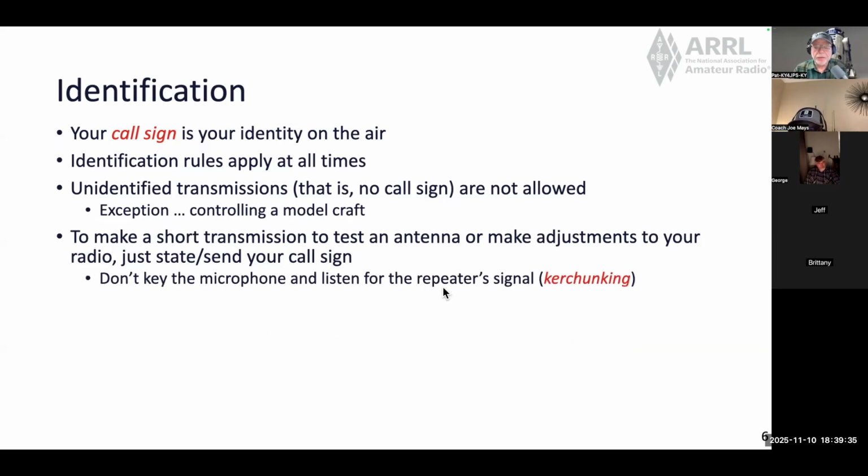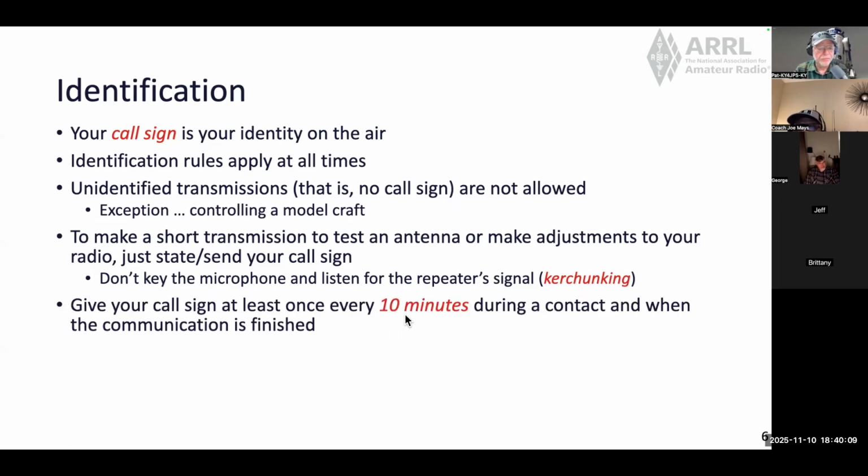Don't key the microphone and listen for the repeater signal. That's called kerchunking. And I will tell you, people do that. It's up to the community, and most communities are not going to say anything, but you'll hear, like tonight, our net starts at 9 o'clock Central Time, and I guarantee you about 5 or 10 minutes before the net will start, you'll hear some people keying up the repeater, and they don't throw out the call sign, they don't say anything, they're listening for that repeater signal, so they're kerchunking the repeater.